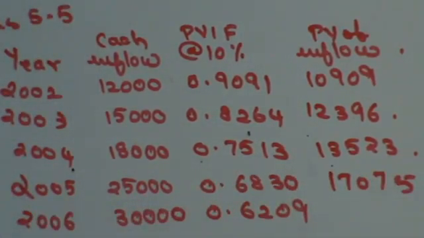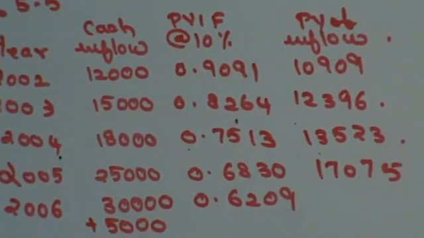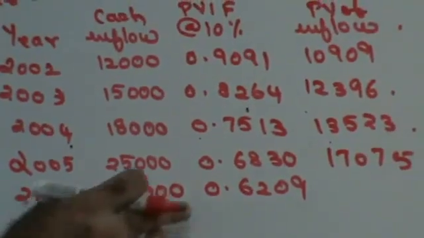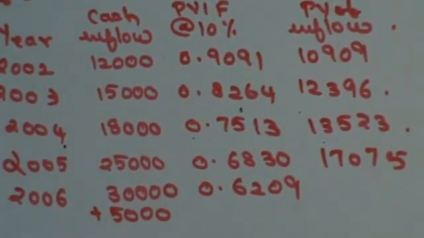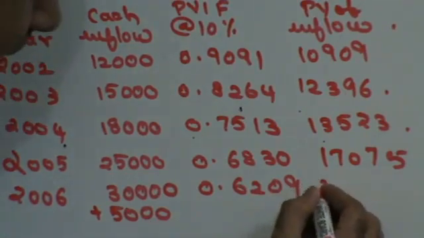Now in the final year, your cash inflow is not 3,000 but 30,000. Moreover, they have given you that at the end of the 5th year, you will be selling the machinery for 5,000. So at the end of 5th year, you will get 30,000 cash inflow, plus you will be selling the machinery for 5,000. So the net amount that you will get at the end of 5th year is going to be 35,000. Multiply that by your present value factor, which comes to 21,732.